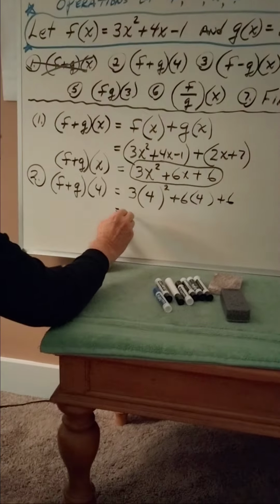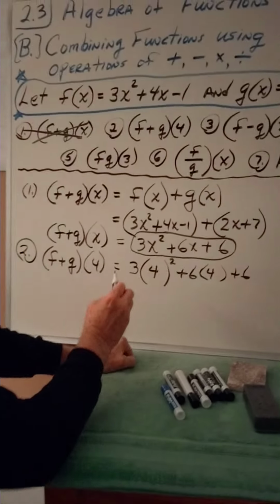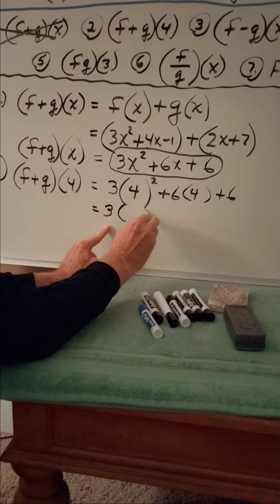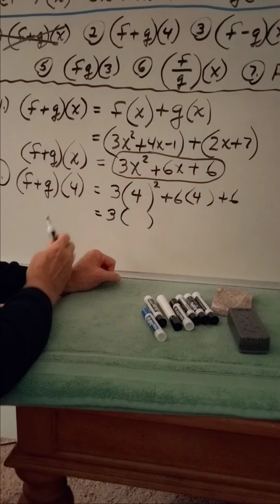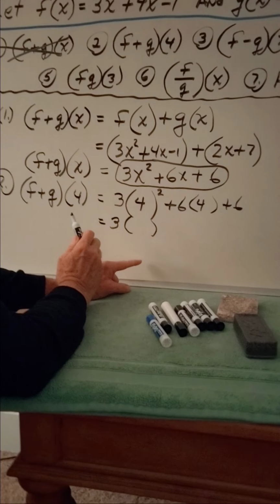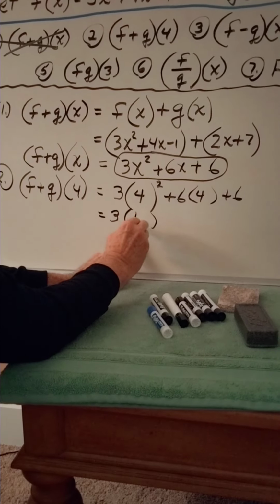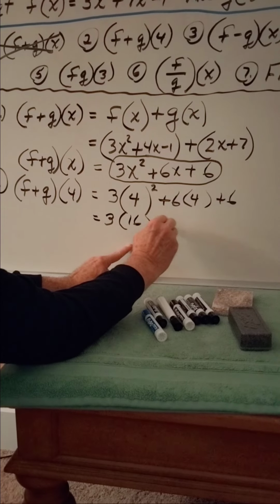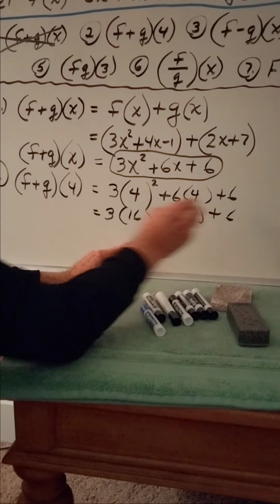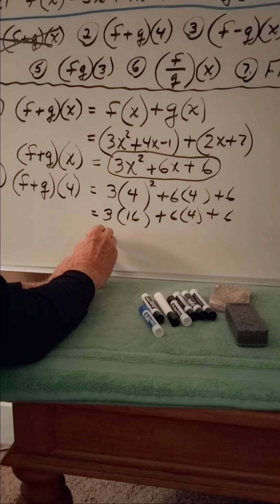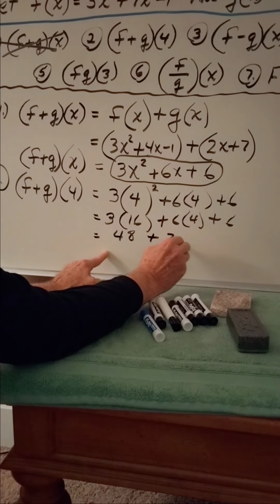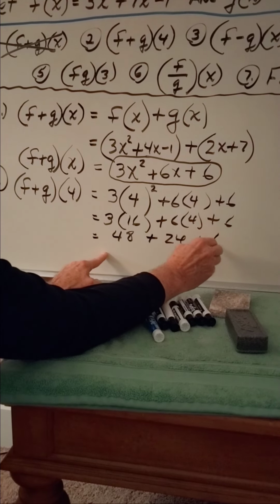Come down with an equal. 3 times 4 squared. Don't make the mistake of multiplying 3 times 4. That's completely out of the order. 4 squared is 16. Now I could outright multiply that part right there, but I didn't. I just brought it down. Now another line. That should give 48 plus 24 plus 6.